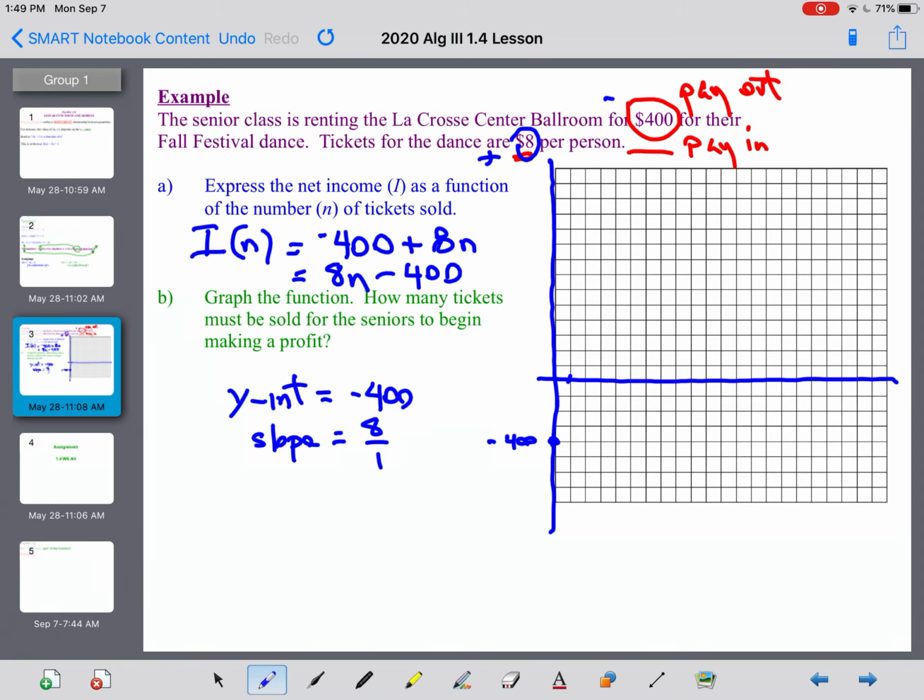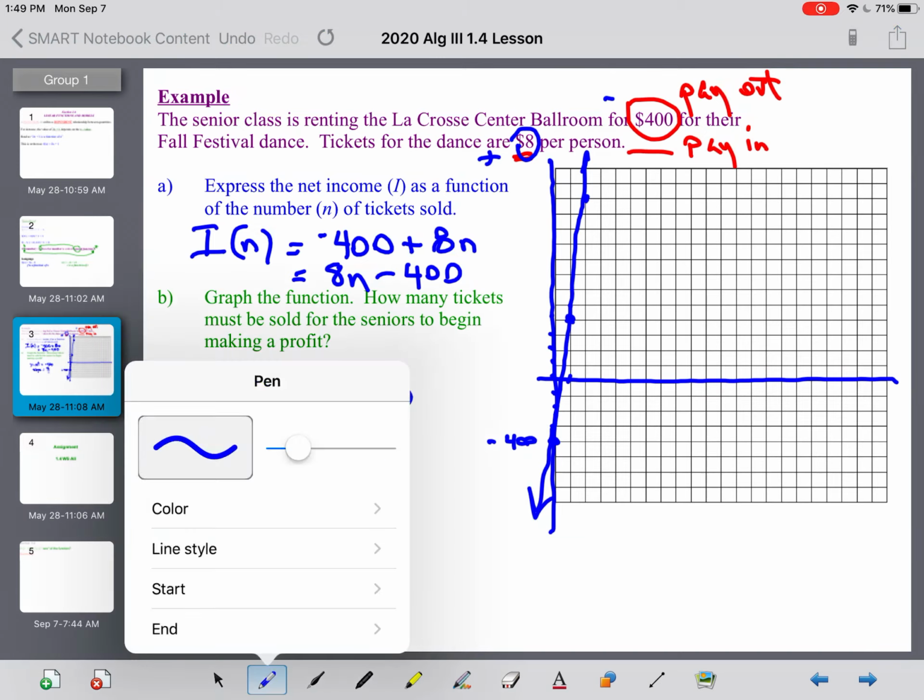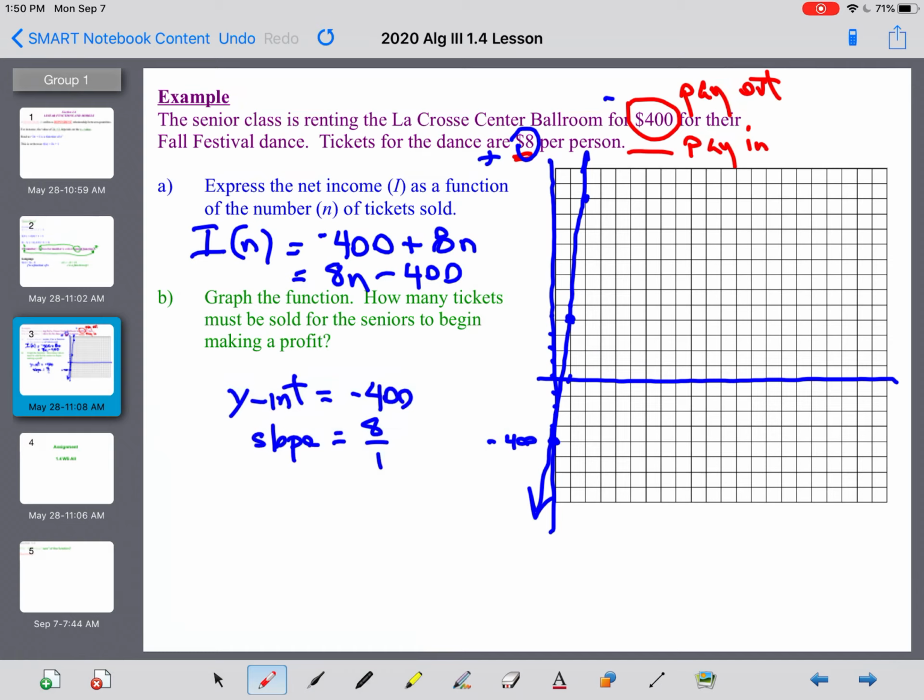Well, I could go up 8. 1, 2, 3, 4, 5, 6, 7, 8, and over 1. 1, 2, 3, 4, 5, 6, 7, 8, and over 1. Okay. So now here's kind of the function. It kind of does this if I'm graphing the whole thing. Okay. But the key thing here is I can't sell negative tickets. I guess I can. Alrighty. So let's just leave it at that.